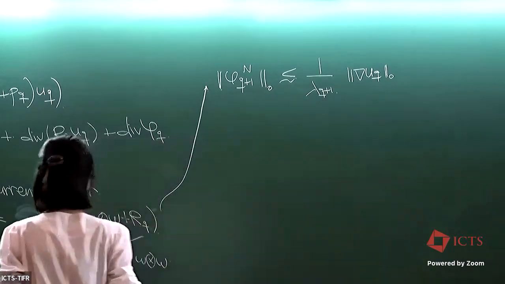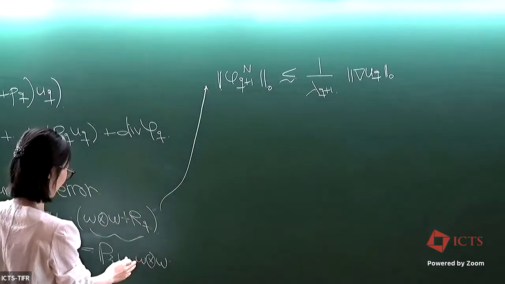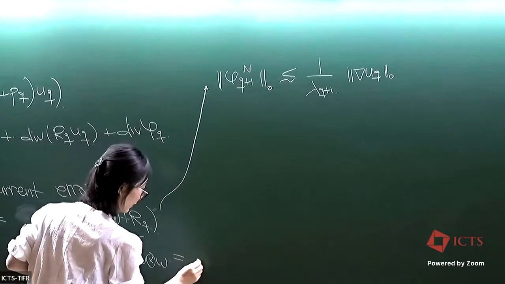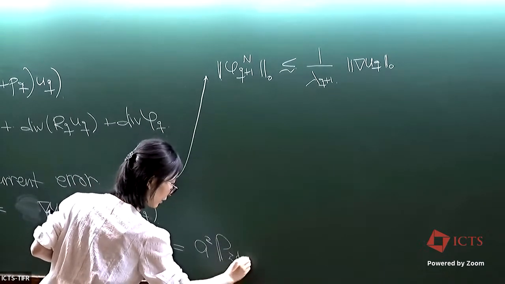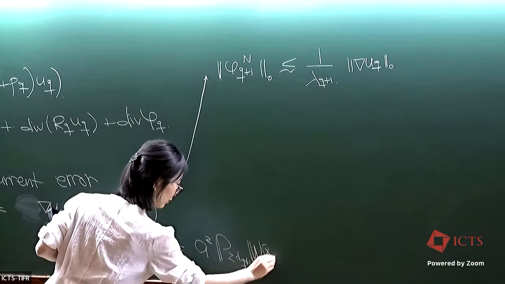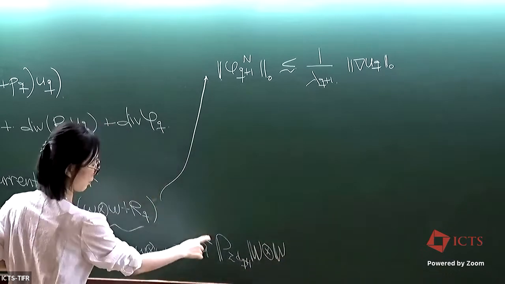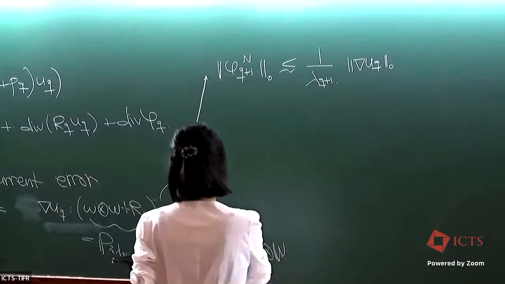I think I missed something. This is not unit size. So this can be written as A square lambda q plus 1 and building block flow. So from here, I have size of RQ.